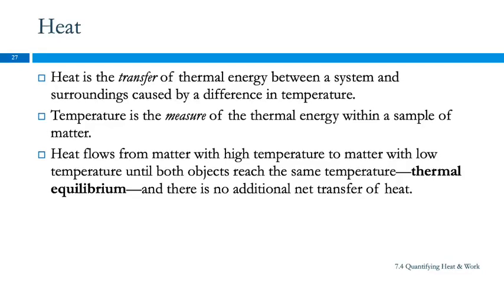So heat is the transfer of thermal energy between a system and the surroundings, and that transfer is caused by a difference in temperature. Temperature is a measure of thermal energy. So heat is transfer of thermal energy. Temperature is a measure of thermal energy within a sample. So heat flows from matter with a high temperature to matter with a low temperature until both of the objects reach the same temperature. And we have experienced this in everyday life, right?